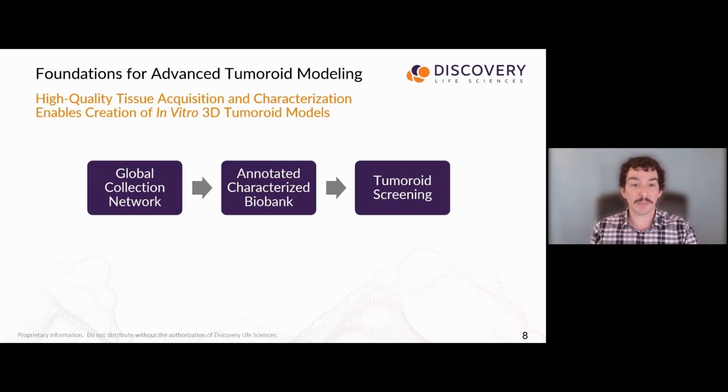So we at Discovery have a global collection network that plays a critical role in enabling our ability to generate these tumoroid lines. We source and have created a biorepository representing a wide variety of patient tumor samples. This extensive biobank of annotated, characterized samples, along with our access to fresh tissue, provides us with a diverse starting material source for tumoroid generation and screening.